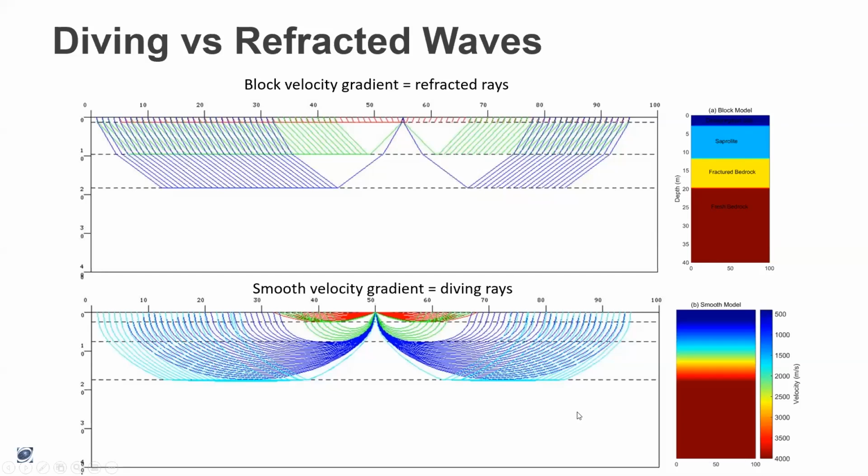If we have a smooth velocity gradient, like what we'd expect to see in a weathering zone, then rather than the rays being refracted along the velocity interface, we'll get these curved rays. And we refer to these as diving rays.